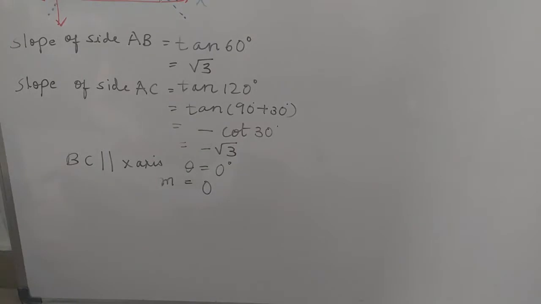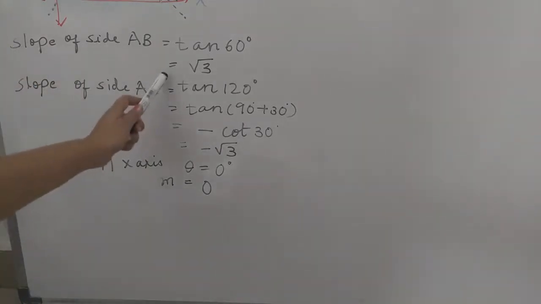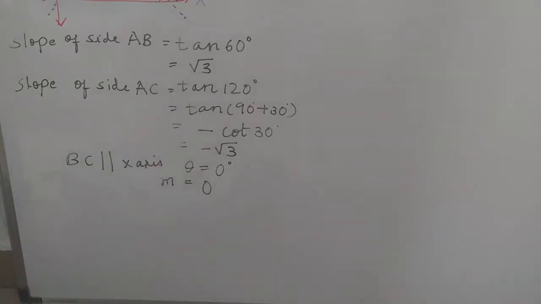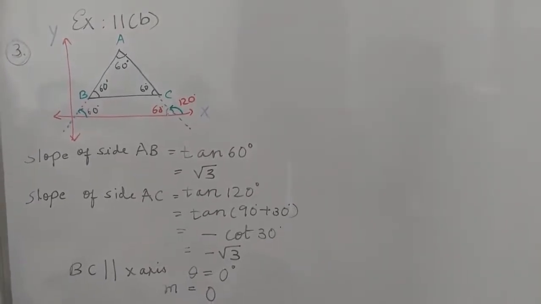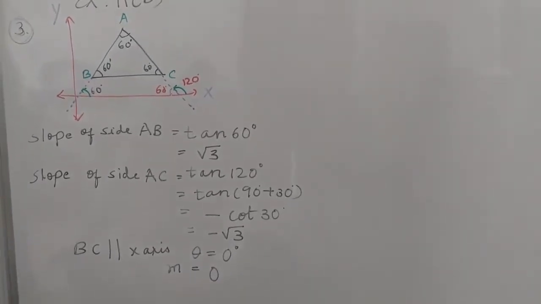We found here three sides, that is side AB, BC and AC. Three of the side slopes are root 3, minus root 3 and 0. So because of our understanding and using this figure, we can write the slopes.